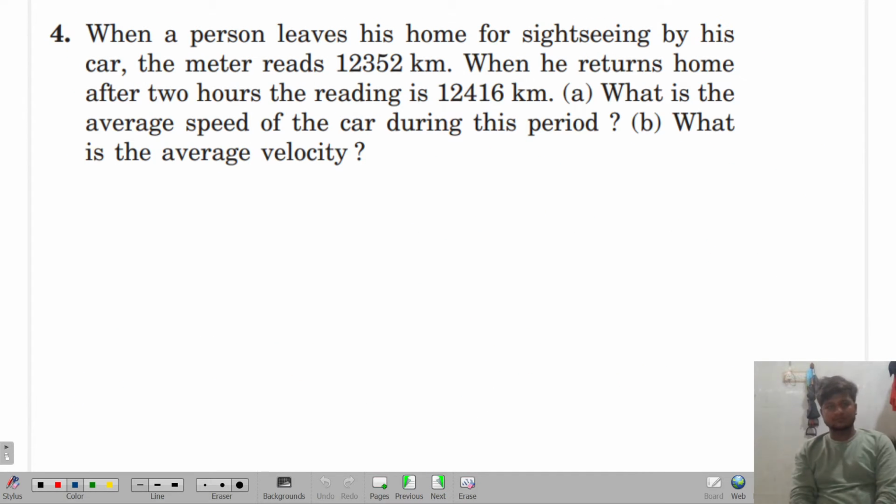Question number 4. Now solve this. Simple, yes or no? What is the average speed of the car? It is asking.